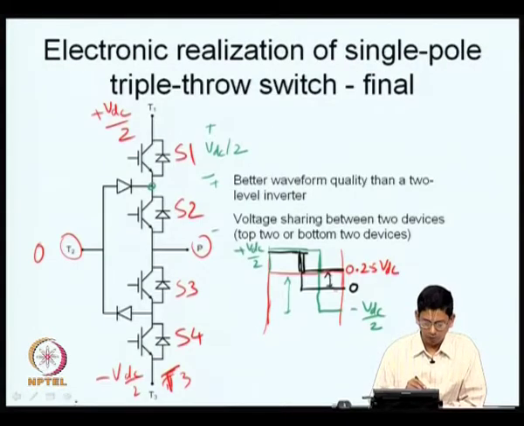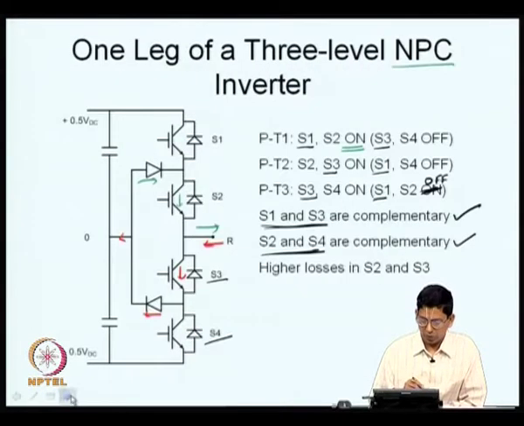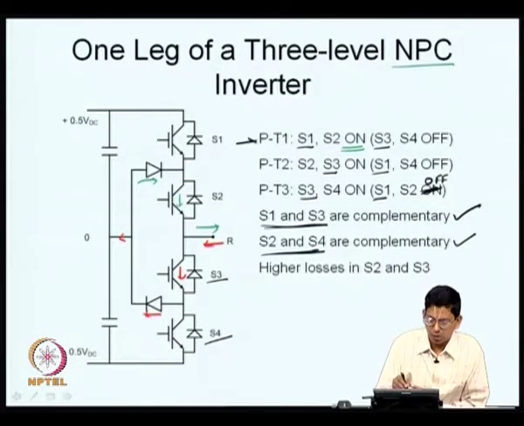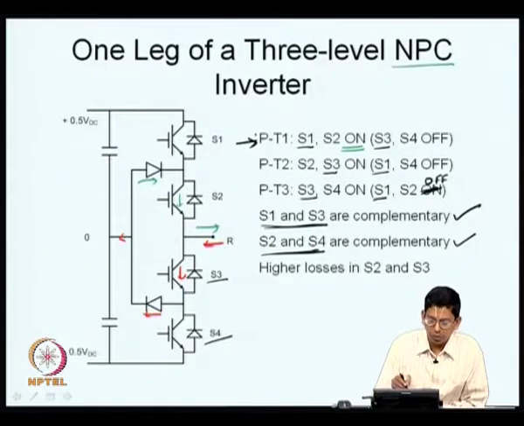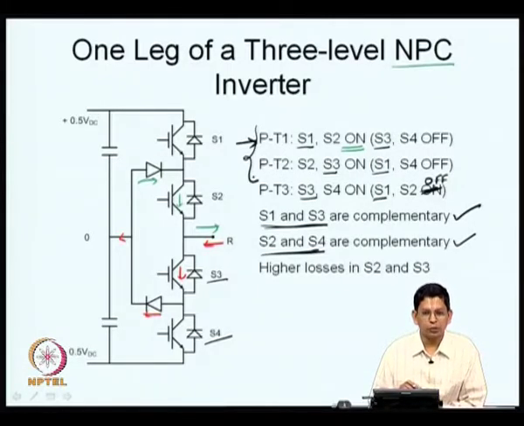Let us see how. Now, in this situation, let us just consider S1 and S2. When will S1 be on? S1 will be on whenever you have to connect the pole P to the top throw T1. This alone is a situation when S1 has to be on. When should S2 be on? S2 needs to be on whenever pole P is connected to the throw T1 or pole P to the throw T2. So, naturally S2 is on for a longer duration than S1.